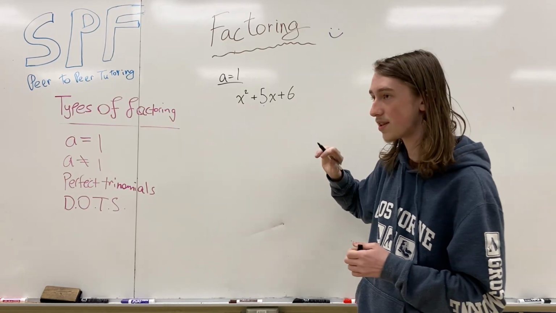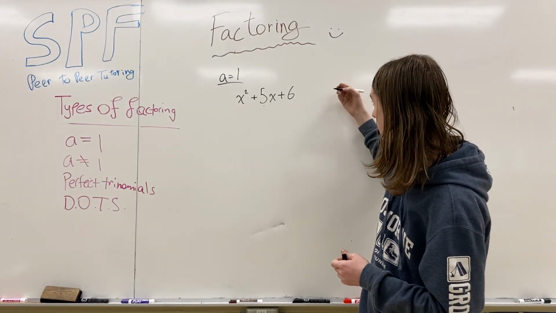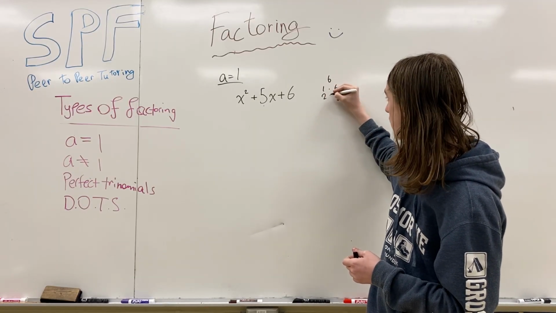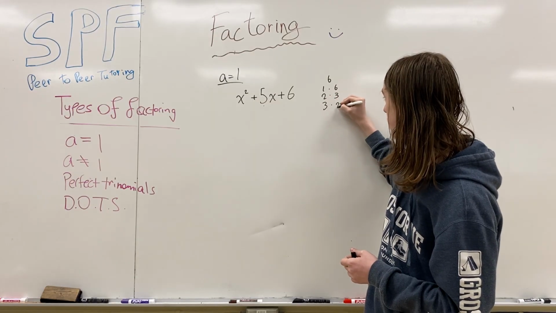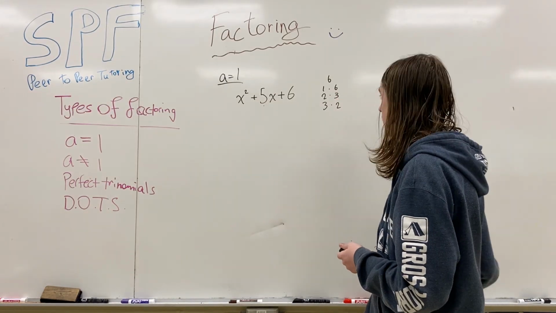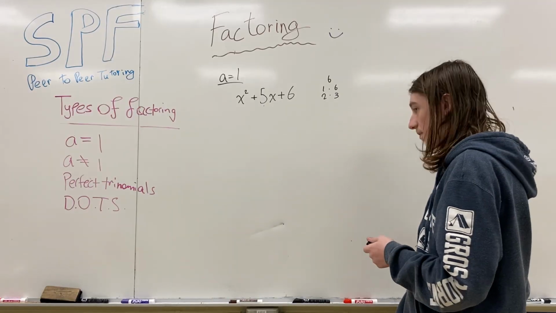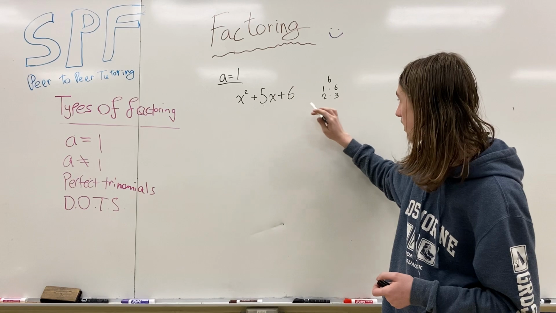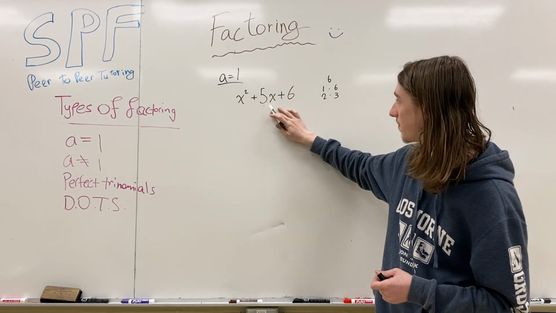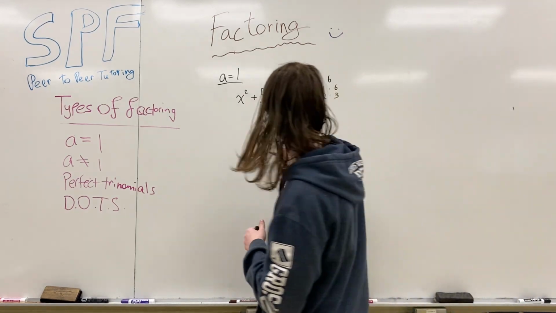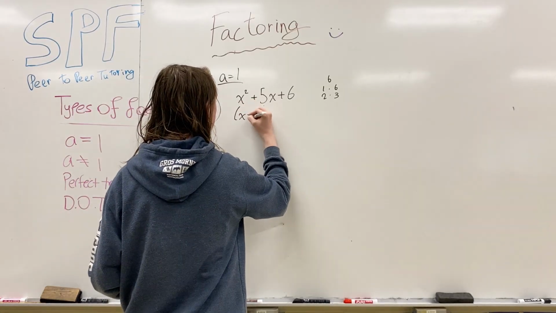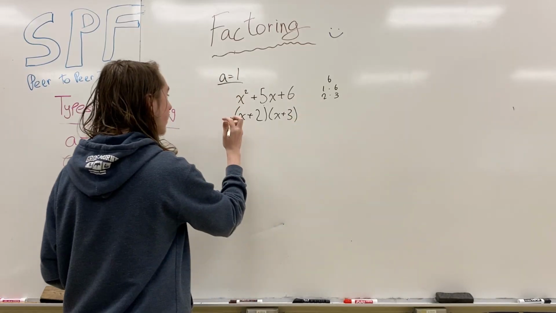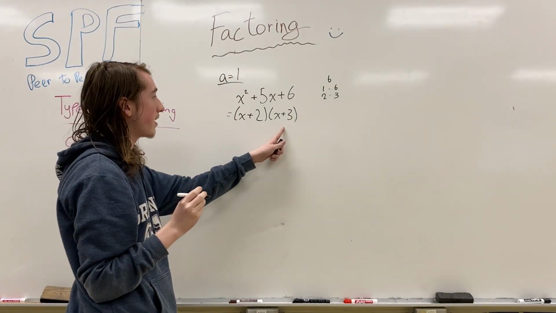So we start by listing the factors of 6, right? To make 6, we could have 1 times 6, 2 times 3, or 3 times 2, but that's the same, so we don't need to do that. So 1 times 6 or 2 times 3. If you take 1 times 6 and add these, it would be 7, so that's not going to work. But 2 times 3, if you add those, it equals 5, which means you can rewrite it as x plus 2 multiplied by x plus 3.